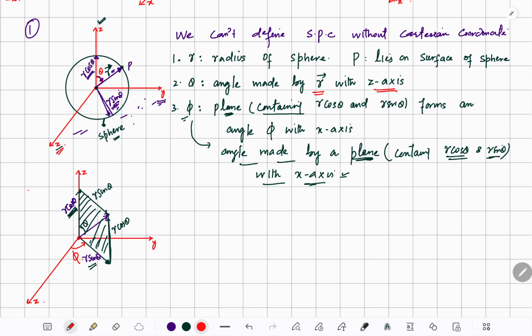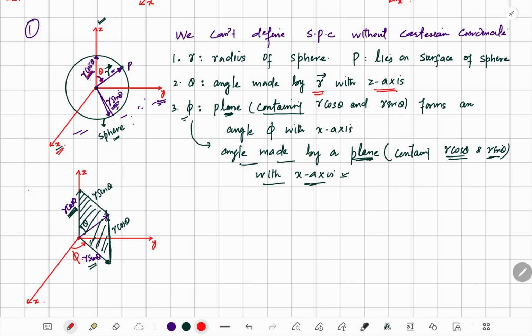Now what are r cos theta and r sin theta? r cos theta is the projection of the r vector on the z-axis, and r sin theta is the projection of the same vector not on the y-axis or the x-axis but on the xy plane, the plane made by the x and y axes. So two projections are very important: r cos theta on the z-axis, and r sin theta on the xy plane. I hope you understand.